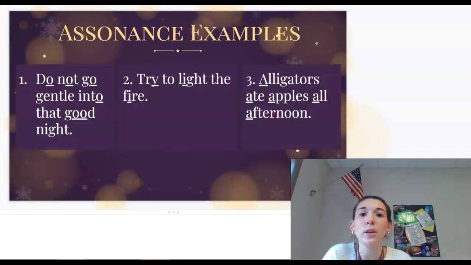So, for example, do not go gentle into that good night. There are a lot of O's and O sounds that are being stretched in that short space. So this would be an example of assonance. Try to light the fire is a bunch of I-like sounds. Even though I know the Y there is technically a Y, it sounds more like an I, therefore it's assonance. We also have an example where all of the vowel sounds are at the beginning. Alligators ate apples all afternoon. So these are just a few examples of assonance, which is vowel sounds.